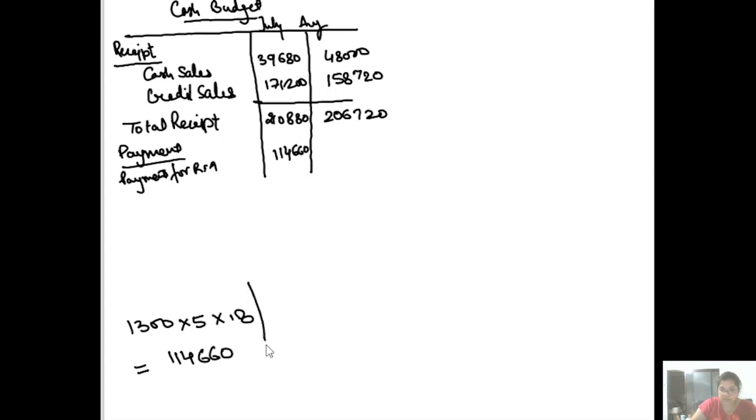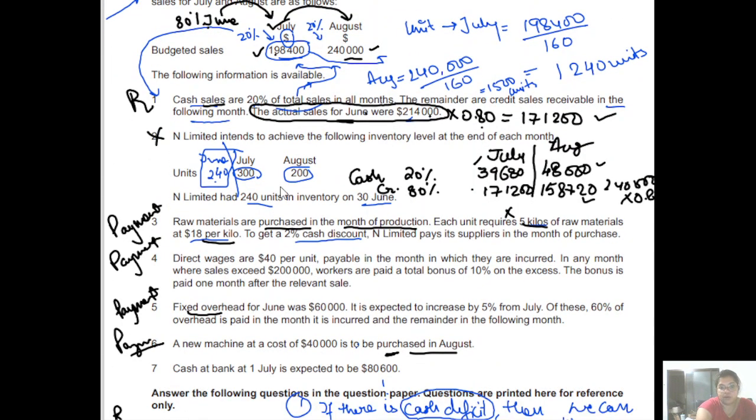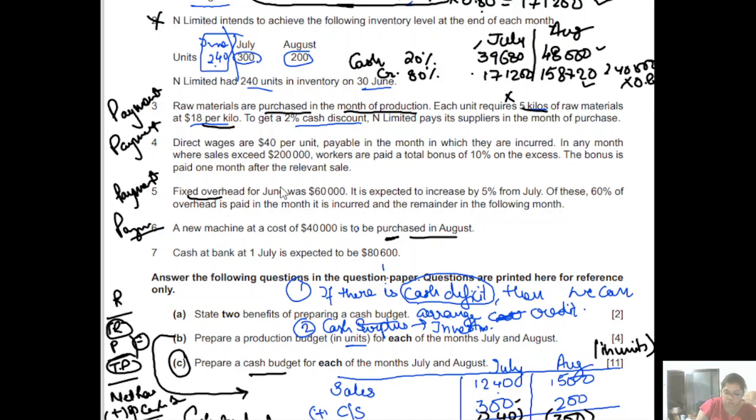Okay, and same, 1,400 we produced in the month of August, and for 1 unit we need 5 kilo, and 1 kilo's cost is $18. So 123,480. This is payment for raw material. From where we get this information? From point number 3. Okay, now moving forward to the next part.